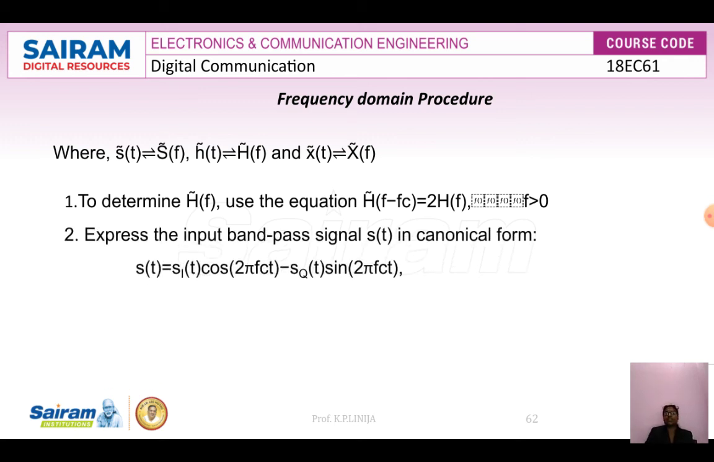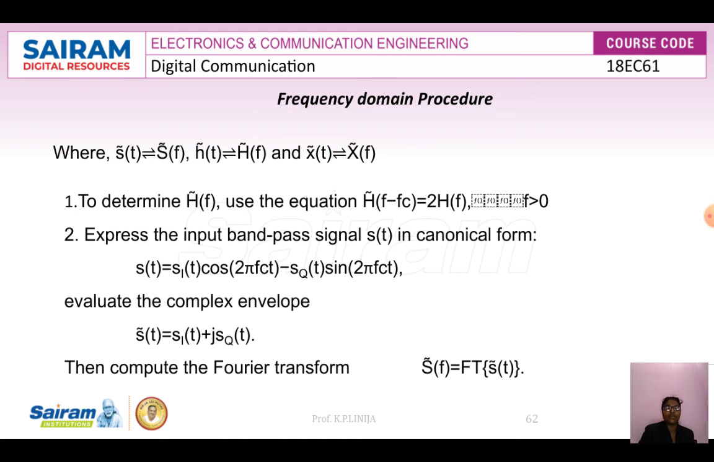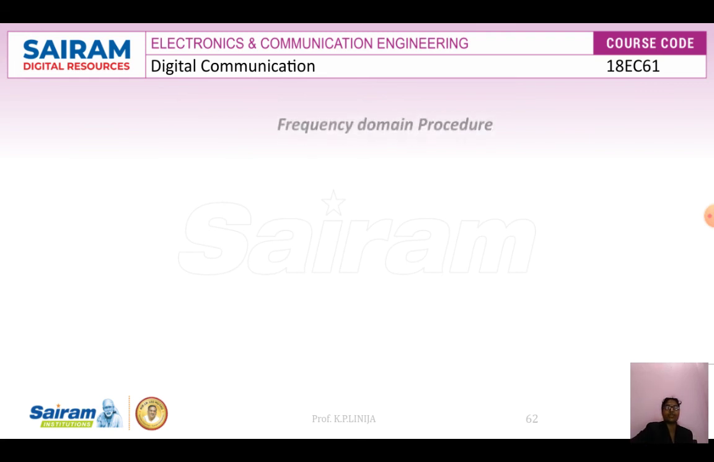And the second step, we express the input bandpass signal s of t in canonical form. That is, s of t is equal to si of t cos 2 pi fct minus sq of t sin 2 pi fct. It is a very interesting topic whenever we combine the pre-envelope as well as the complex envelope, and we frame a time domain procedure as well as a frequency domain procedure. And also we can evaluate the complex envelope, and after this we compute the Fourier transform, that is S bar of f is equal to the Fourier transform of s bar of t.